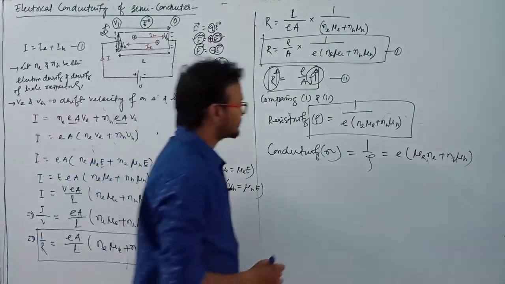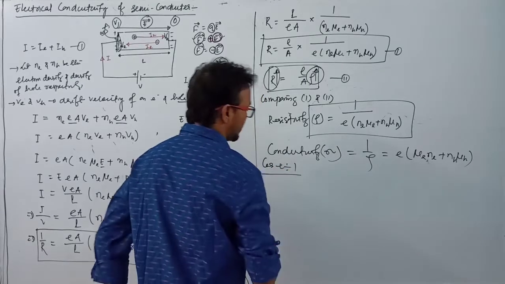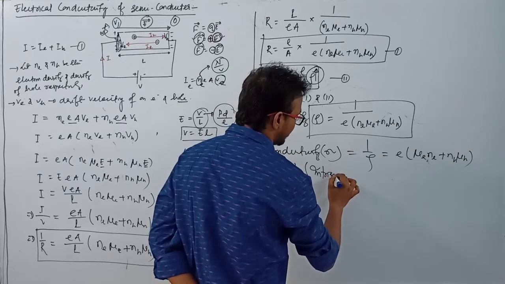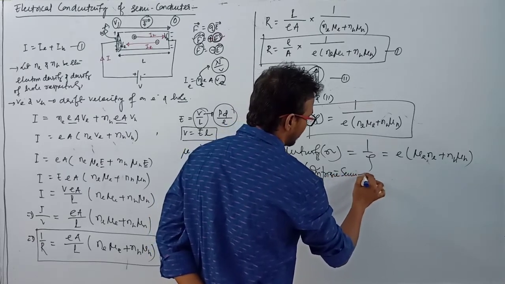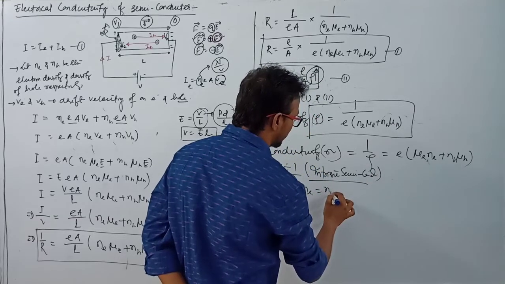Now if we discuss case number 1, for an intrinsic semiconductor, in this case the number of electrons equals the number of holes.